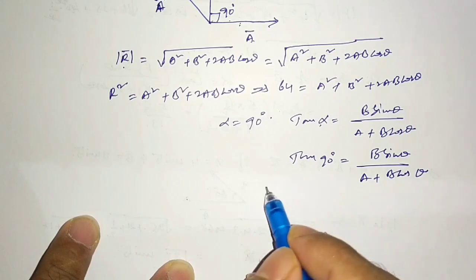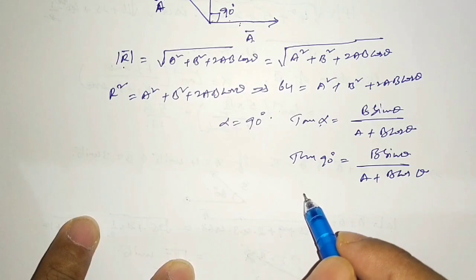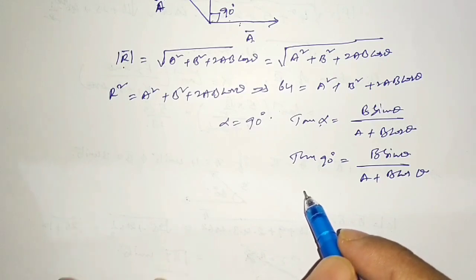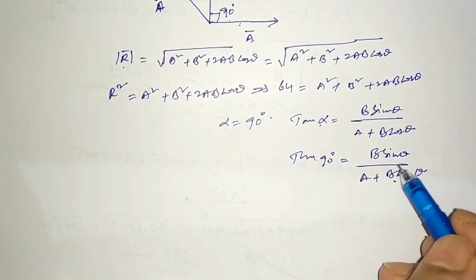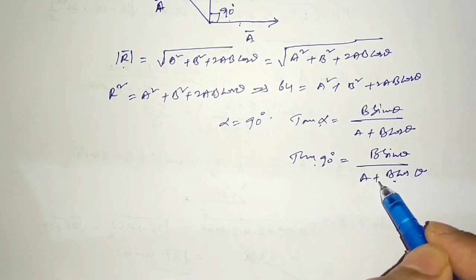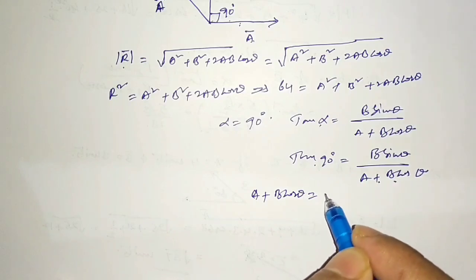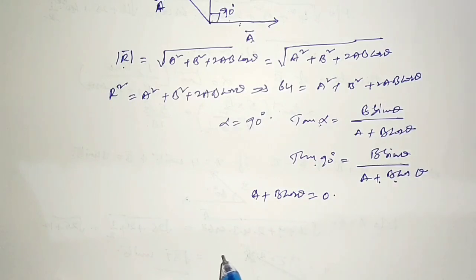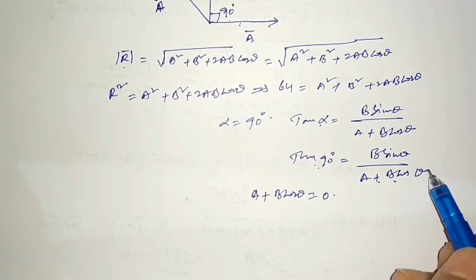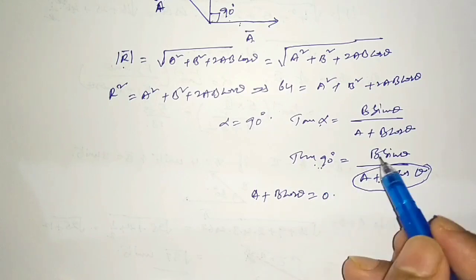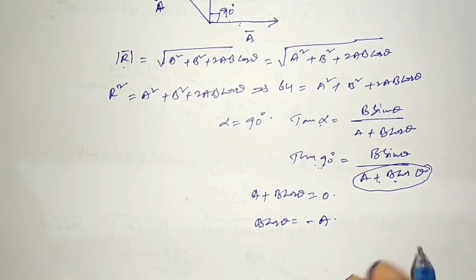Here tan 90 value is infinity. So infinity means what? Something by 0 is infinite. Understood? Therefore, this is something by 0. If this denominator is 0, then tan 90 value will be infinite. That means a plus b cos theta value should be 0. Only then is tan 90 infinity. So from this what can I write? b cos theta is equal to minus a.